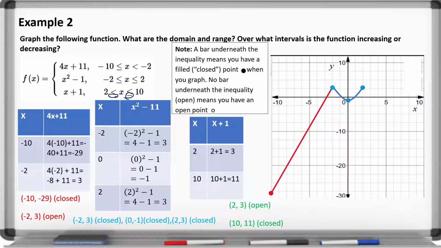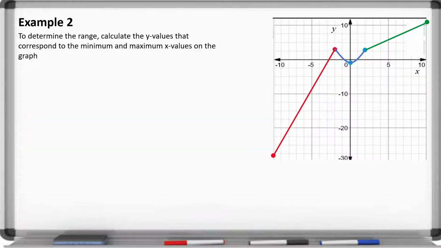All right, so then we're going to go ahead and actually graph those and plot them and then connect them with a line. So there's our line. All right. So what we're going to do is I just copied and pasted the graph on the right-hand side, and we're going to do the range and the domain and such.